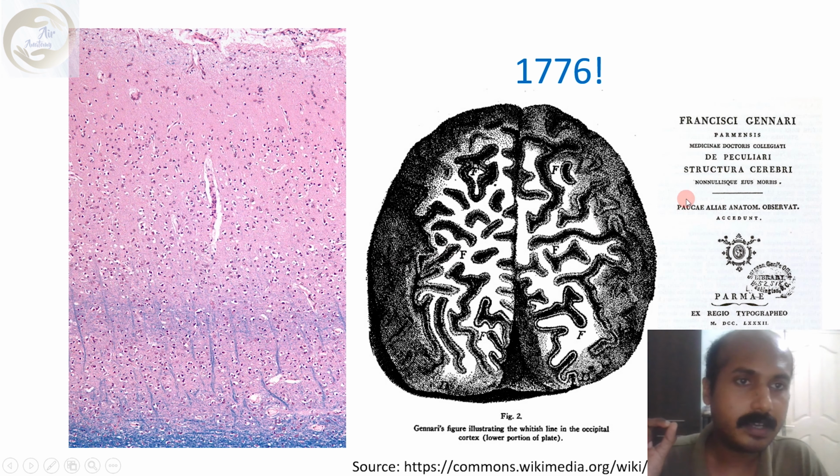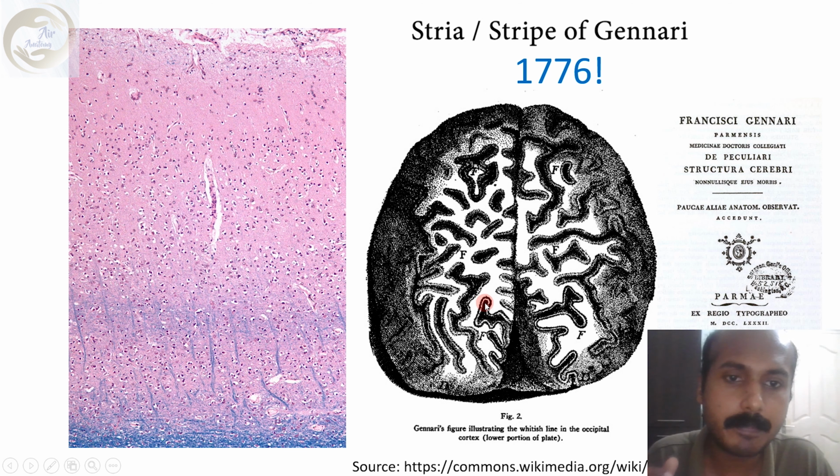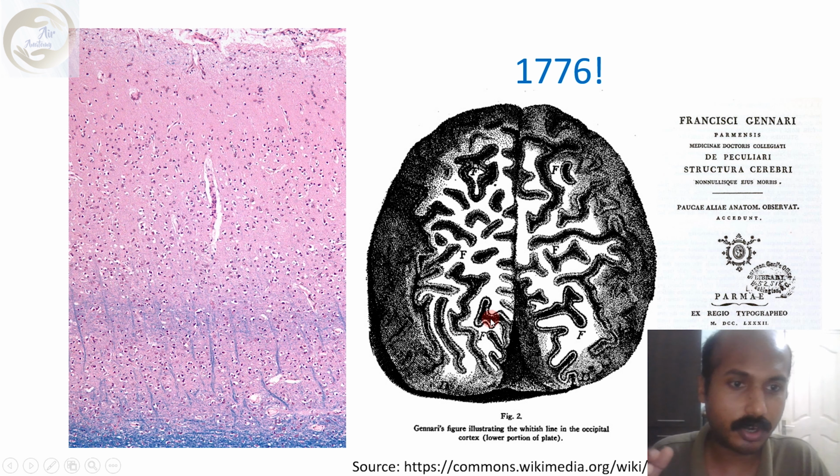That was described by a person called Francisco Gennari, who was a medical student in 1776, and he described it in a gross anatomy specimen. He showed that the cerebral cortex in that particular region has a white stripe, and that is called the stria or the stripe of Gennari. This is the reason why this is called striate cortex.